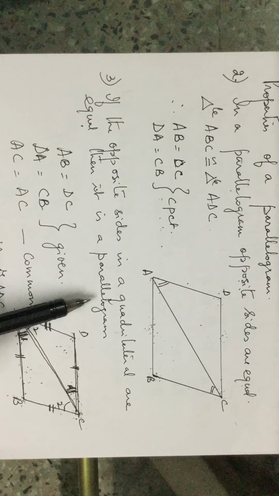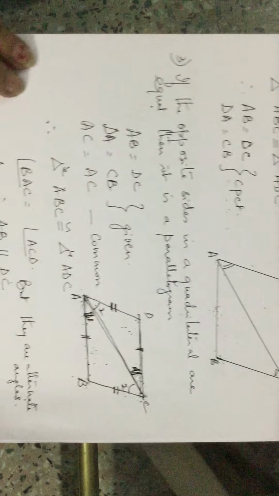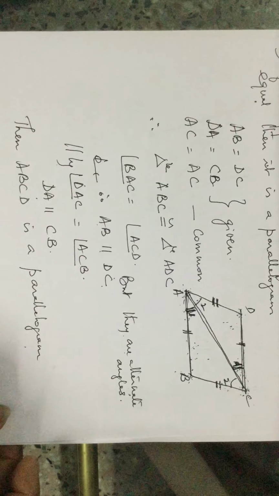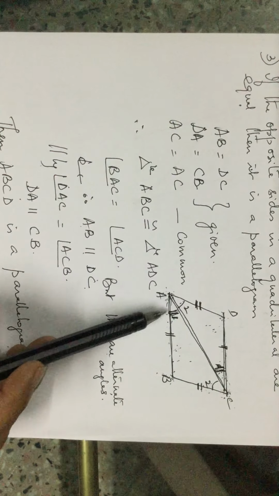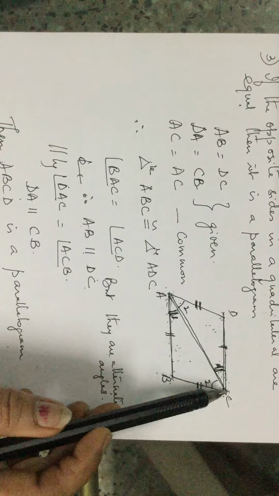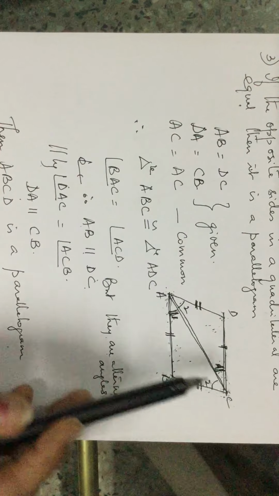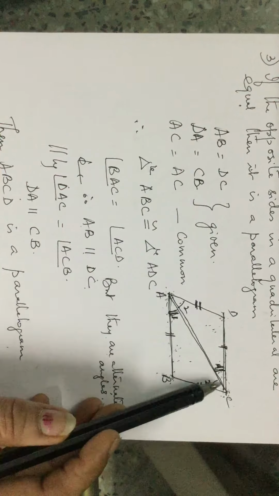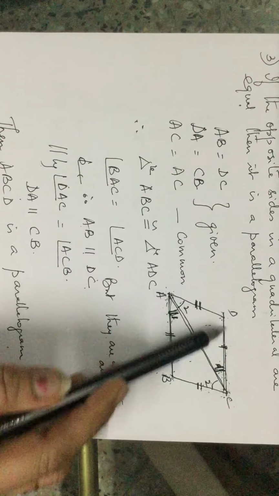We are going to learn that. So we know that in this one, AB is equal to CD, AB is equal to DC, and also we know that AC is common to both, and DB is equal to this. Therefore, these two triangles are congruent. Triangle ABC is congruent to triangle ADC.